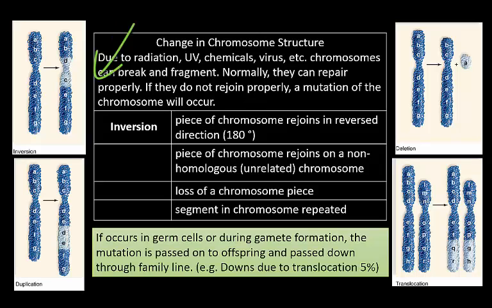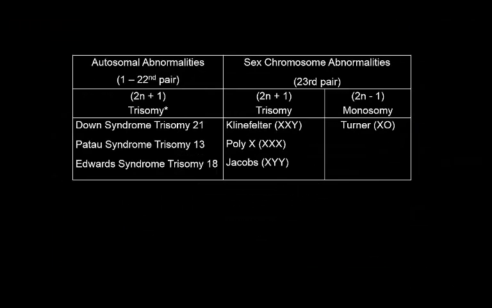If a piece of the chromosome rejoins to a totally different chromosome altogether, that's called translocation. It moves to a new location. If there's a loss of a chromosome piece, that's a deletion. And then, of course, if the segment of a chromosome gets repeated, that's a duplication. So be able to identify and match these up, because this will be a type of matching on your exam.